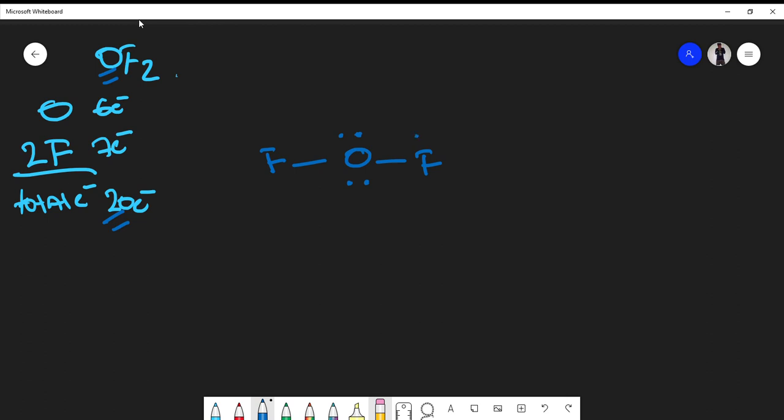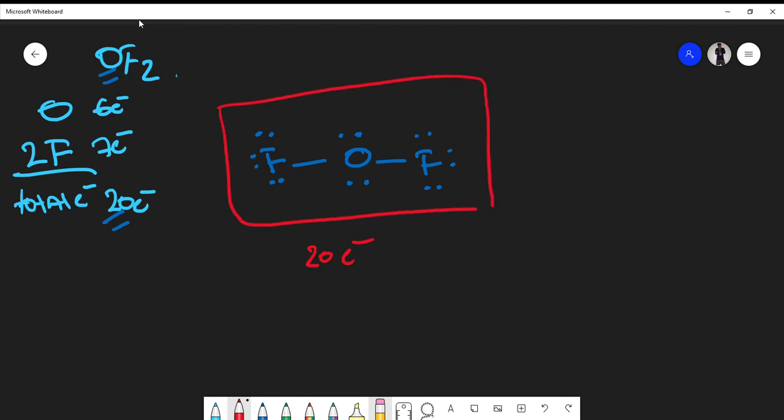In this case, I could do 3 sets of lone pairs, and I could do it on the same side, right? So this becomes 2, 4, 6, 8. So this fluorine is satisfied, and this becomes 2, 4, 6, 8. So this fluorine is satisfied. Now let's count up the total number of electrons we've placed. So this becomes 2, 4, 6, 8, 10, 12, 14, 16, 18, 20. Right, so we've placed 20 electrons, and this is actually a plausible lowest energy structure for the OF2 molecule.